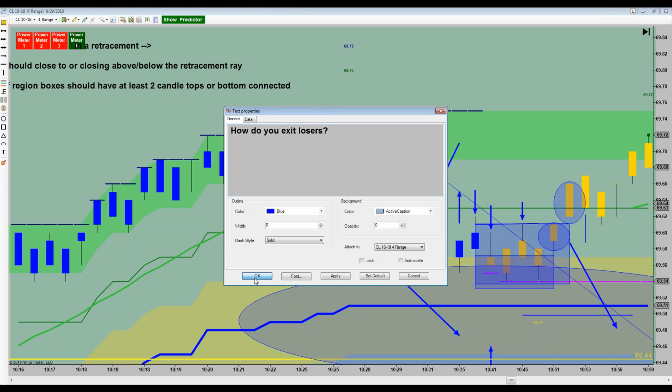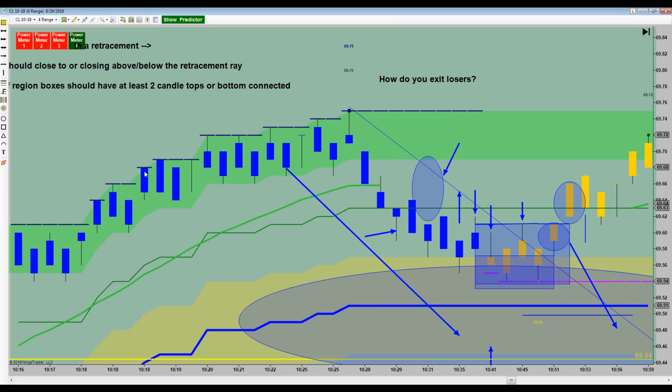Well, one way you could do it is if it keeps tanking, just let it go down and take out your 12 tick protective stops down here. That's what it's there for, right? So what the heck? Just let it go get it.